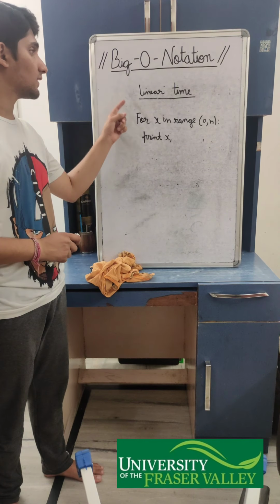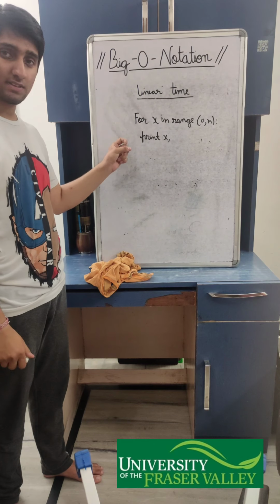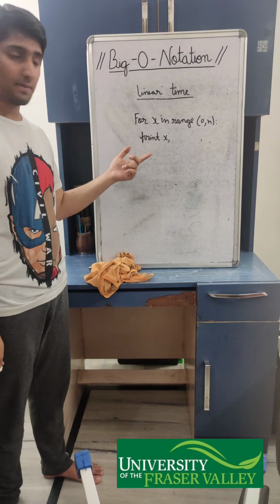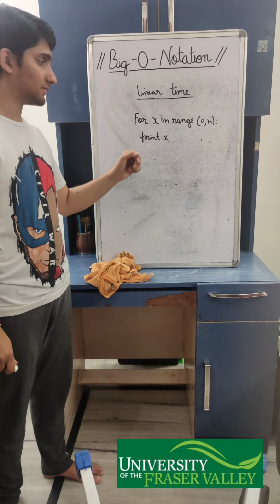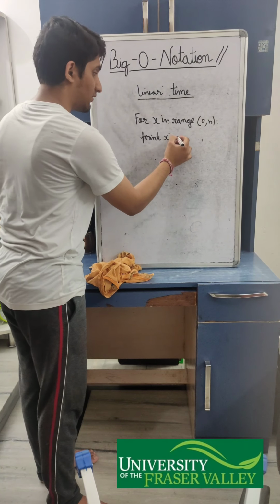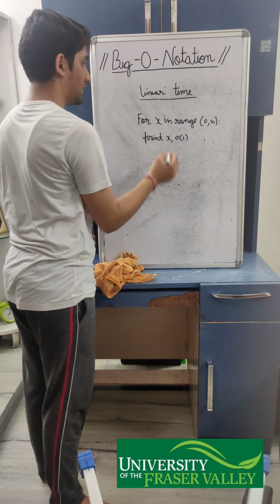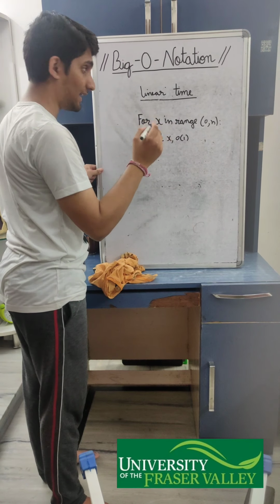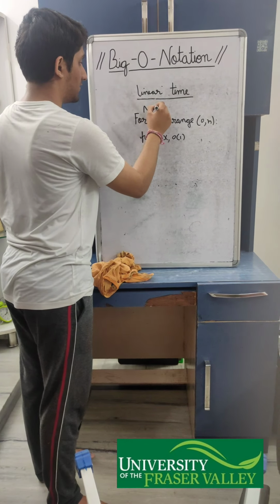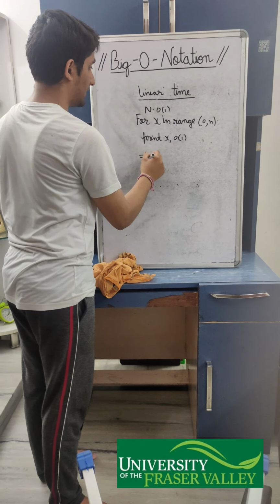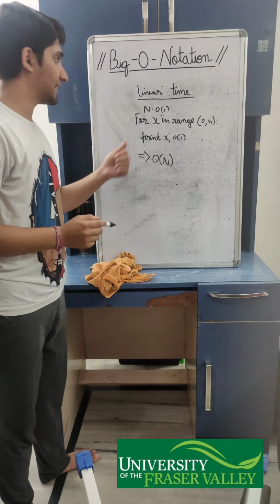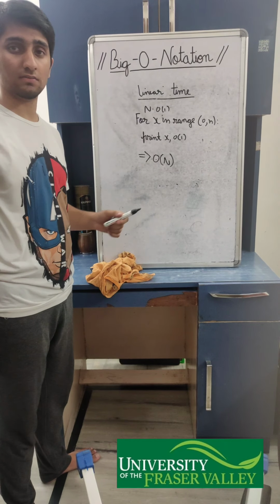The second one is linear time. Observe this statement: for x in range 0 to n, the statement is printing x, the numbers from 0 to n. So the Big O notation of this is, we know that the print is O of 1, and it is being executed n times. So it is n times O of 1. Basically, it is O of n. Linear time. It is the most efficient one.